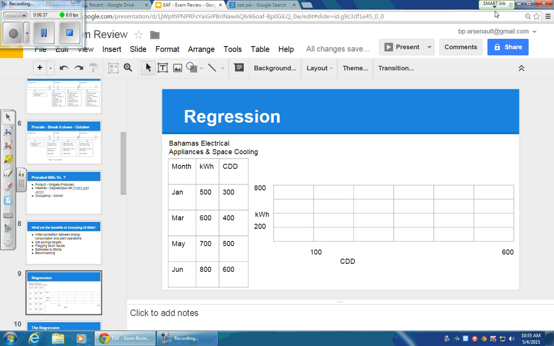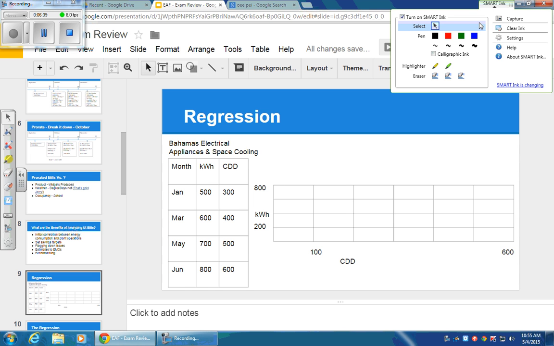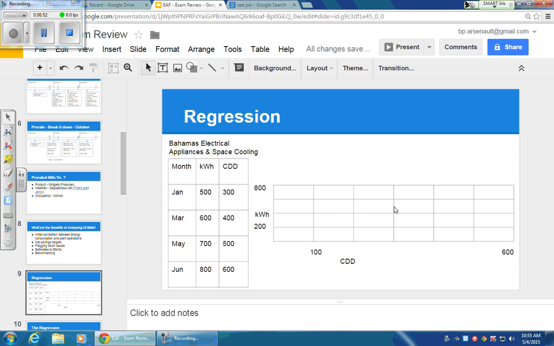So January would be, I'm going to go ahead and use this here. January is 500, so it's 2, 4, 5, right in the middle here, and 300, which would be right here. So there's January.